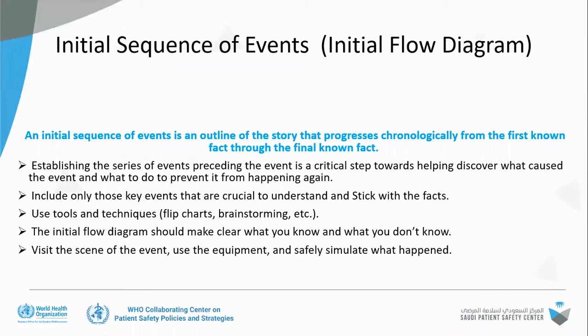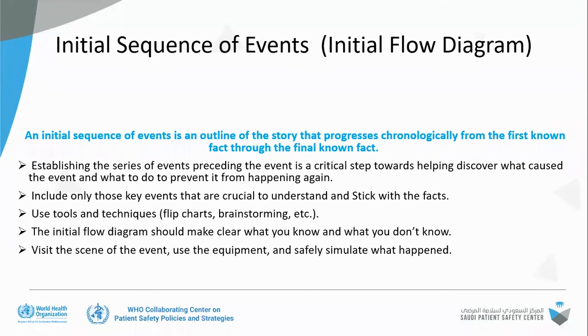So what do we mean? By the initial flow diagram or the initial sequence of events, we mean an outline of the story that proceeds chronologically from the first known fact through the final known fact. Make sure that you establish a series of events preceding the critical step. This is highly important to discover what actually caused the event and how we prevent it from happening again.